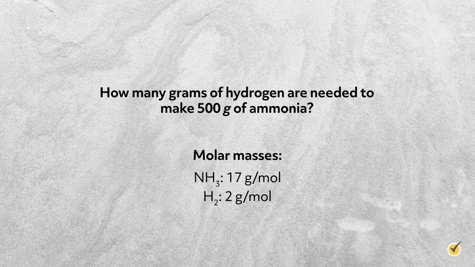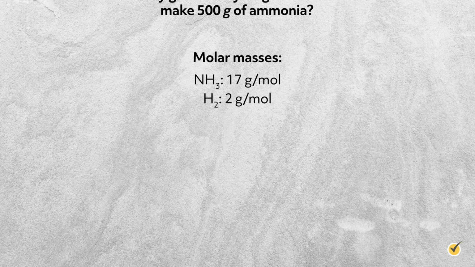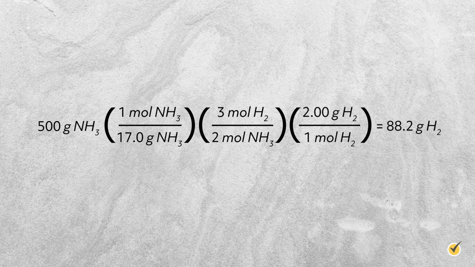Hopefully that felt pretty straightforward. If not, don't worry, we have some more practice coming soon. Here's how we solved that problem. Begin with 500 grams of ammonia, convert to moles with the molar mass, then convert to moles of hydrogen with the mole ratio, and finally convert to grams of hydrogen with the molar mass of hydrogen. That gives us 88.2 grams of hydrogen needed to make 500 grams of ammonia.